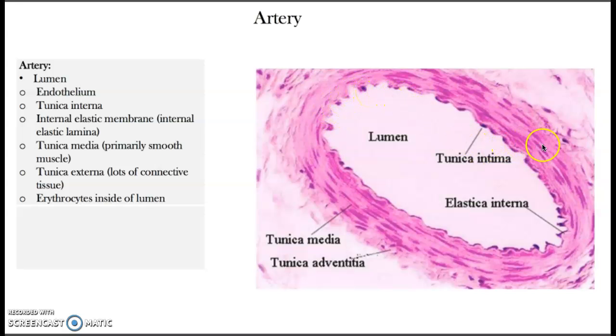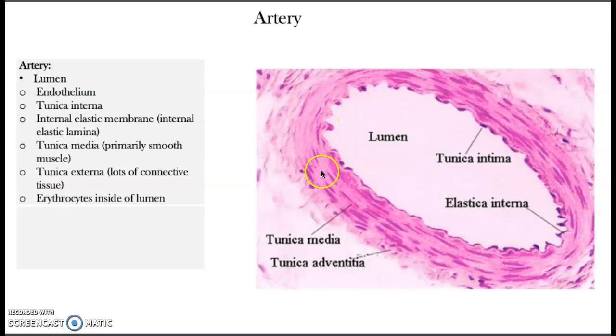Then we have the tunica media, which is made of muscle. It's the middle layer, and it consists of a smooth muscle layer and an external elastic membrane. These muscles are able to contract to narrow the diameter of the lumen, which is called vasoconstriction, or relax to enlarge the diameter of the lumen, which is called vasodilation.